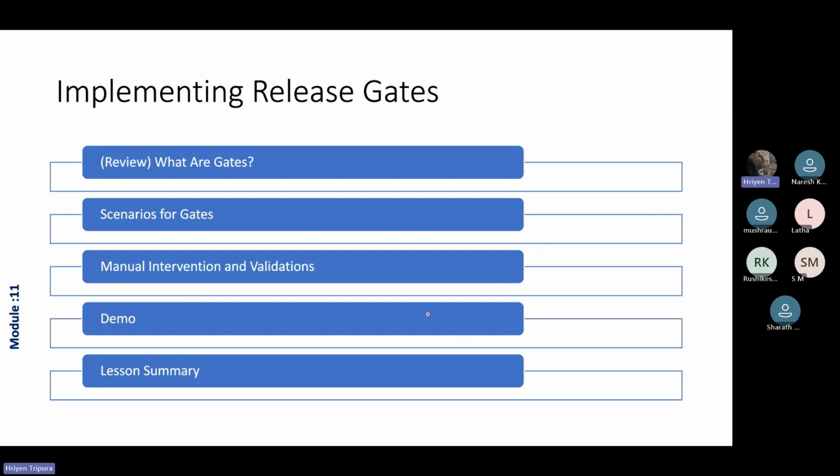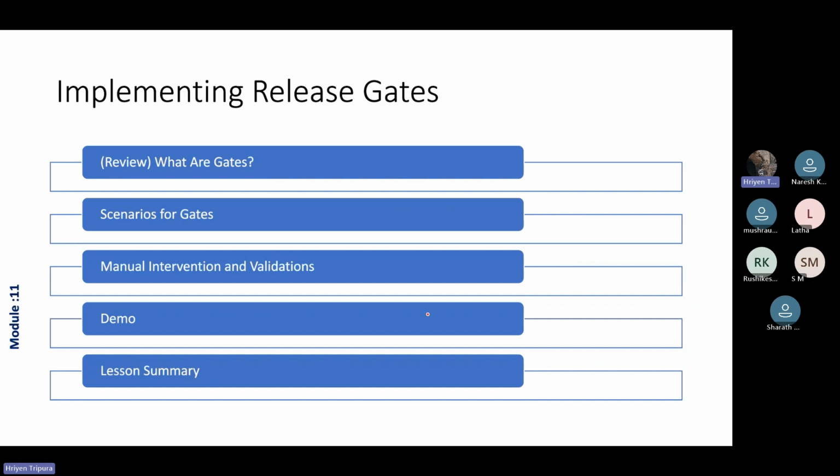And then we have another concept, called implementing release gates. You might have already noticed last time, when we deployed the Azure Web App, there is an option called gates in the Azure DevOps pipeline. Now, especially when you do a release, what are gates and what is the scenario for gates?